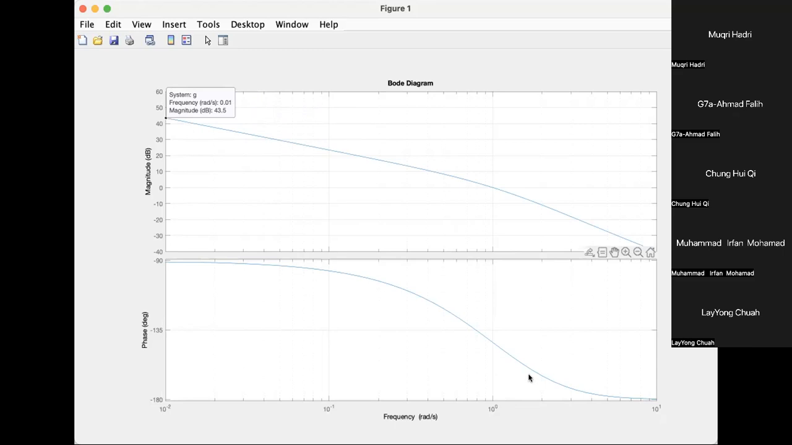Ahmad Faleh, what is the value of the phase at 1 radian per second? Minus 143. All right.